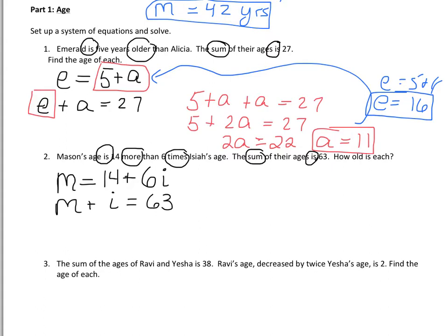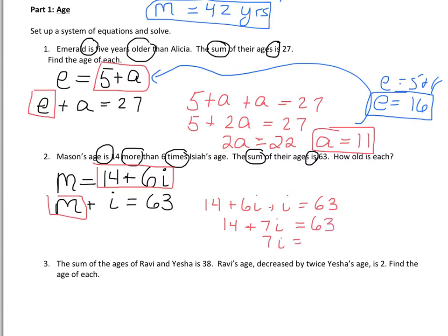So again, I got this set up right away for substitution. That's going to go in for the M. So 14 plus 6I plus another I is 63. 14 plus 7I is 63. So now I'm going to subtract 14. 63 minus 14 is 49. And Isaiah is 7. Little Isaiah.